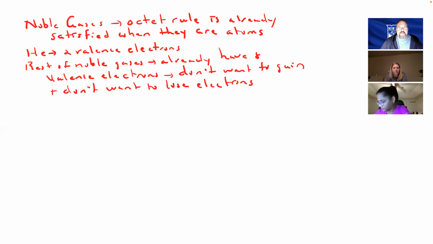Now, noble gases on occasion will share, because one of the things with covalent bonds is that when you share electrons, they count for both atoms that are sharing them. So they're okay with sharing, but they definitely don't want to gain and they don't want to lose. Essentially, the noble gases don't form ions.